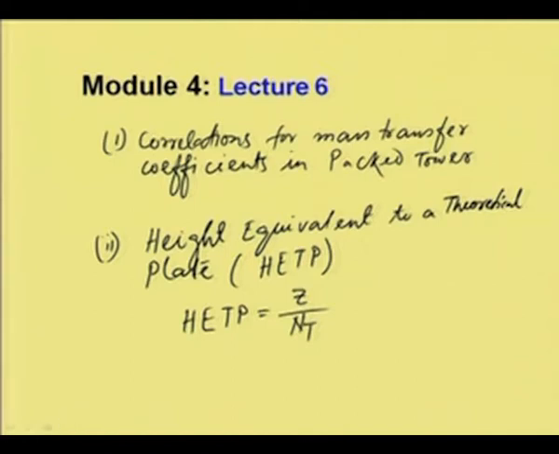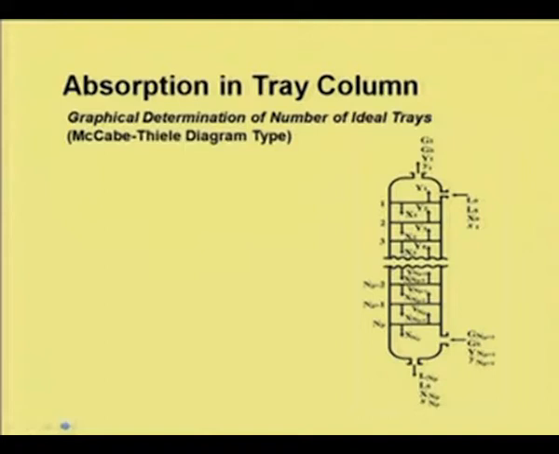In this lecture we will discuss tray tower design, absorption in tray towers. We will discuss the McCabe-Thiele method of diagram, where we can graphically calculate the number of ideal trays required to do a given job. This McCabe-Thiele method is applicable only when the operating line for an absorber is straight.